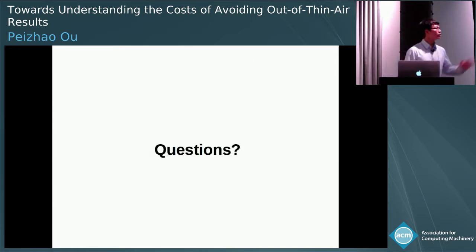To conclude, here we present 2 approaches that forbid slightly stronger memory models, and we show the initial results on these approaches. And I would be happy to take questions now. Yeah. Thanks.